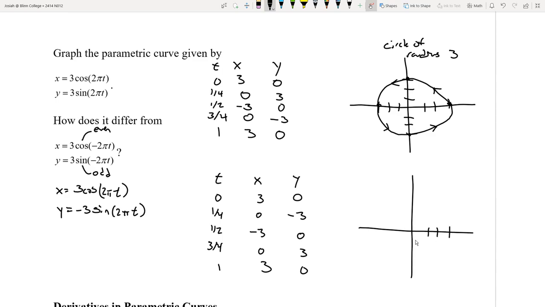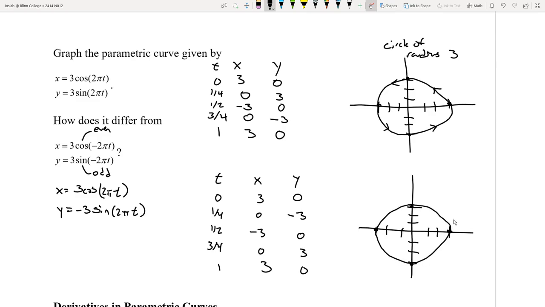So when we go to graph this, we get the same points, but we get them in a different order. Right? We start at 3, 0 again. This time we go down to 0, negative 3. And then we go across to negative 3, 0, then up, then back.